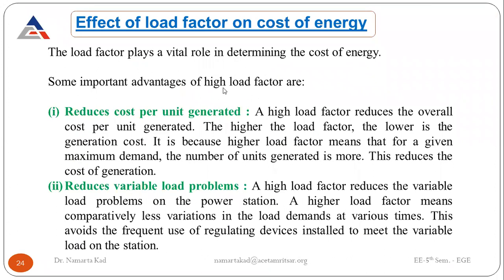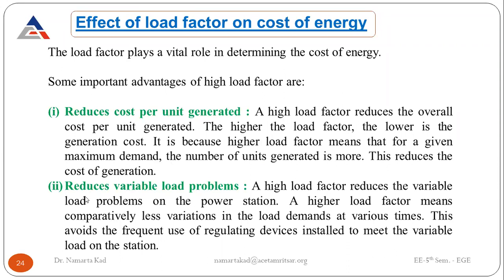So high load factor, the first advantage is that it reduces the cost per unit generated. What do we conclude? As the load factor increases, the cost of energy decreases. A high load factor reduces the overall cost per unit generated. The higher the load factor, the lower is the generation cost. It is because a higher load factor means that for a given maximum demand, the number of units generated is more. So this reduces the cost of generation. With the increase in the load factor, the cost per unit generated is decreased. Cost per unit, not the overall cost.